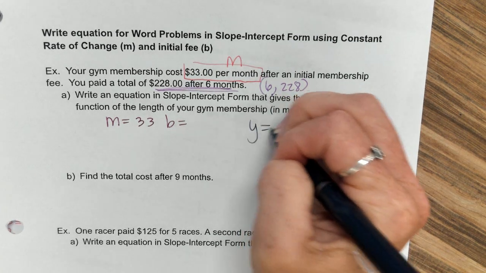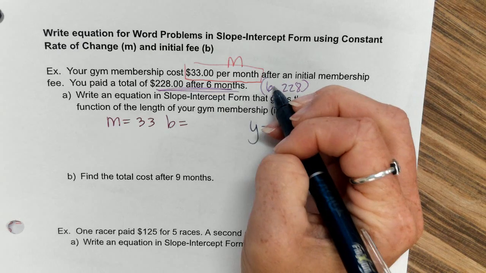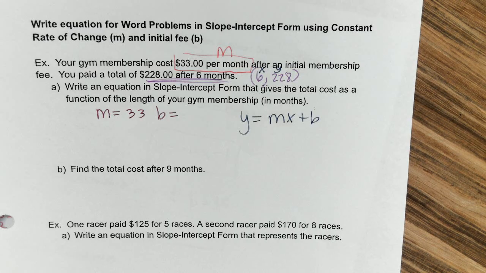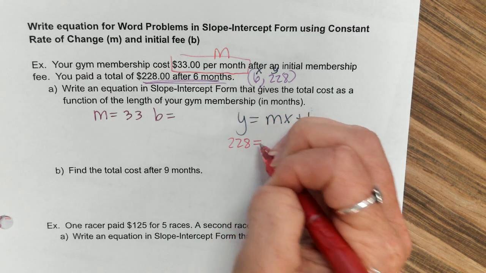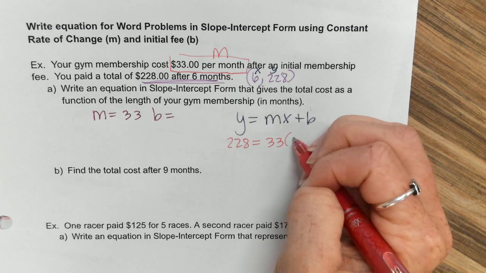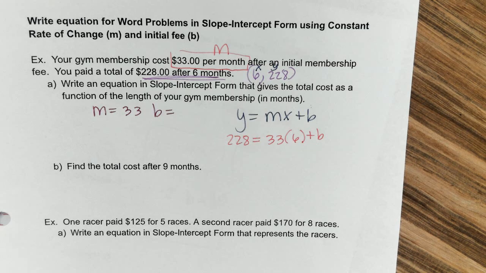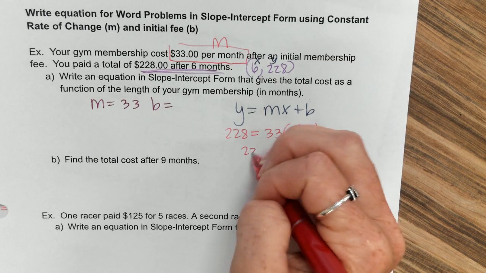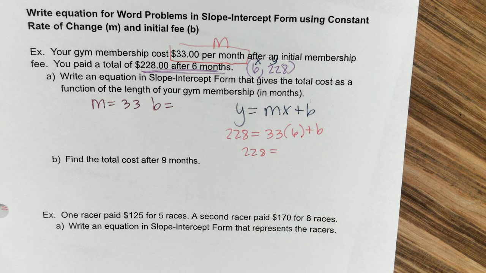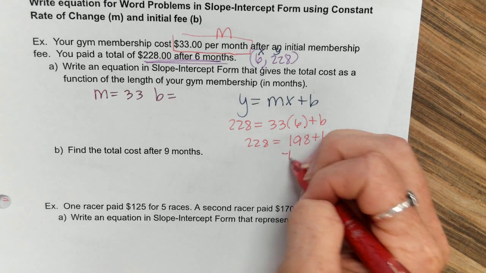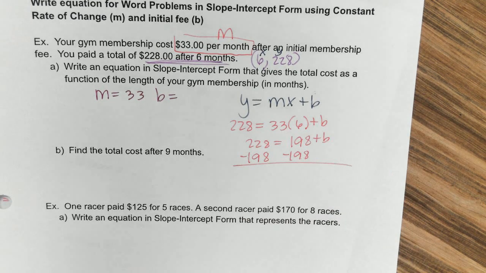How am I going to find the B? I'm going to write y equals mx plus b, and I'm going to plug in 6 for x, 228 for y, and 33 for m. So here we go. 228 equals 33 times x, which is 6, plus b. 228 equals what's 33 times 6? 198 plus b. How do I get the b by itself? Minus 198. So what is b?